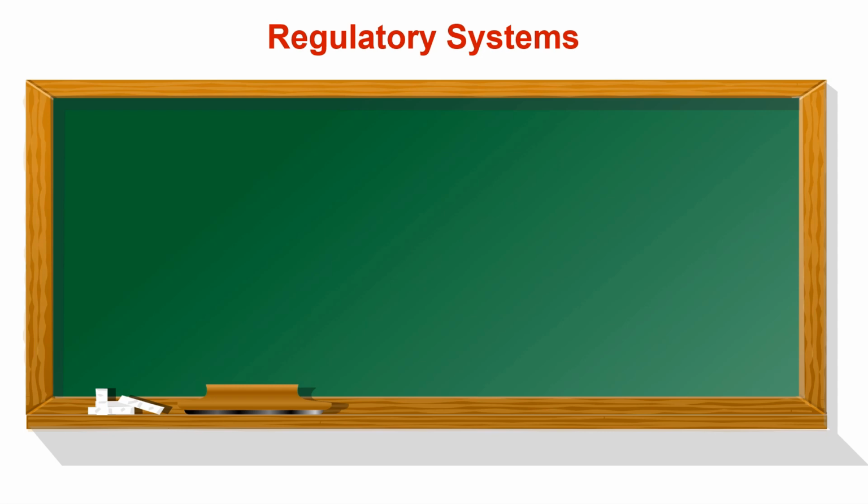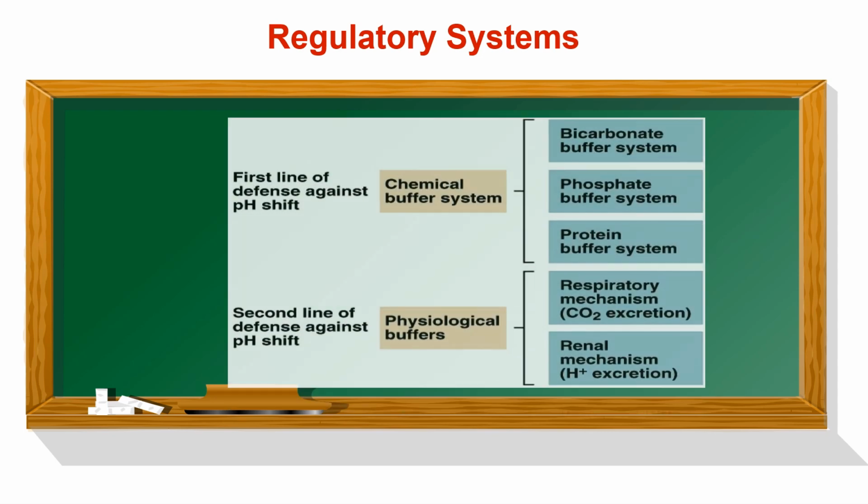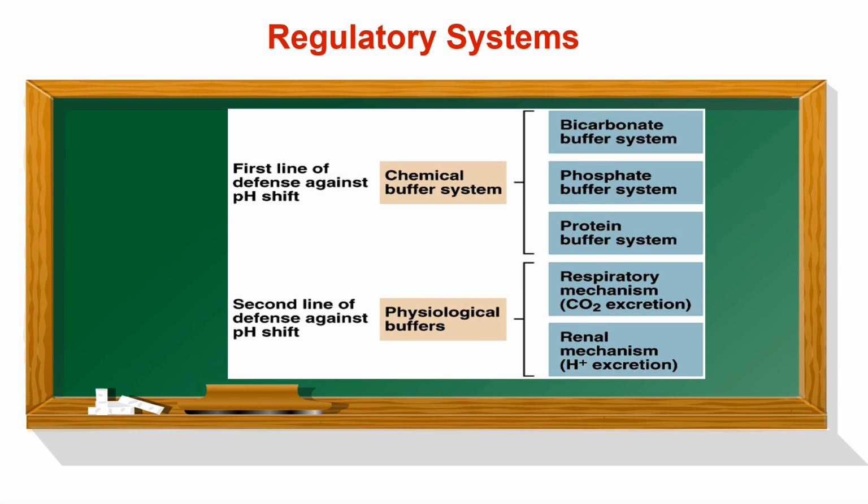The second line of defense against pH shift are the physiological buffers. This includes the respiratory mechanism and the renal mechanism. The respiratory system is twice as effective as chemical buffers, but effects are temporary. The lungs regulate blood levels of CO2. CO2 plus H2O equals carbonic acid. With high CO2, the client has slower breathing, and the client holds on to the carbonic acid and lower pH. With low CO2, the client has faster breathing, and the client blows off carbonic acid and raised pH.